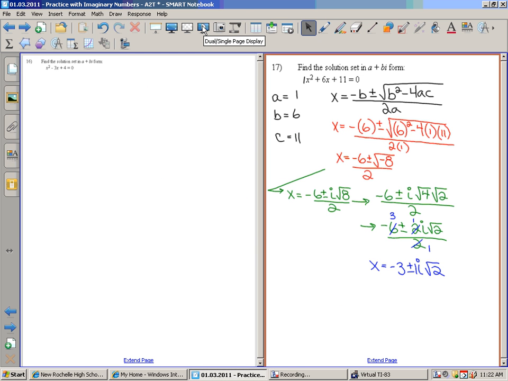Final answer. So let's talk about this. 1 point for the stuff in black. 1 point for the stuff in red. 3 points if you could get to this step, and then the fourth and final point for the stuff in blue.